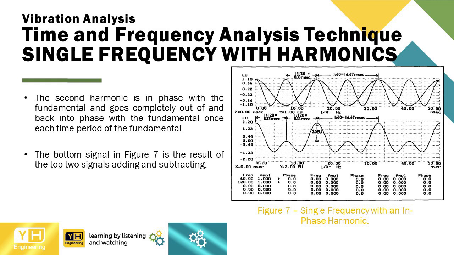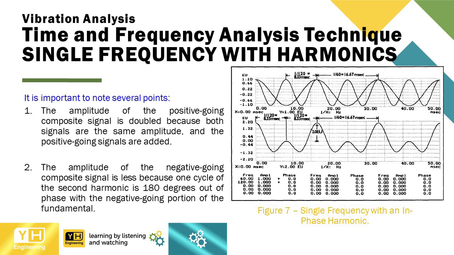The bottom signal in Figure 7 is the result of the top two signals adding and subtracting. It is important to note several points. Number 1 is the amplitude of the positive going composite signal is doubled because both signals are the same amplitude, and the positive going signals are added. And number 2 is the amplitude of the negative going composite signal is less because one cycle of the second harmonic is 180 degrees out of phase with the negative going portion of the fundamental.